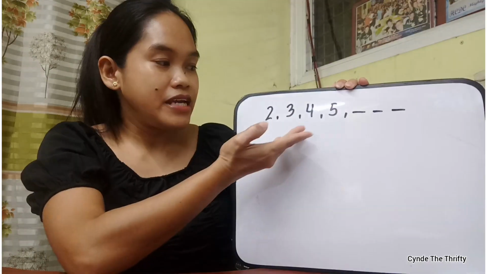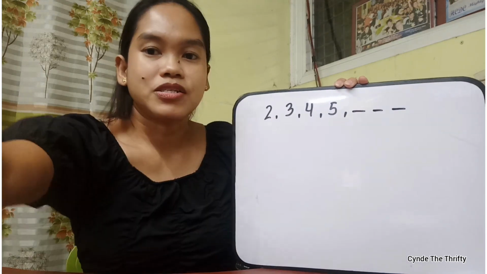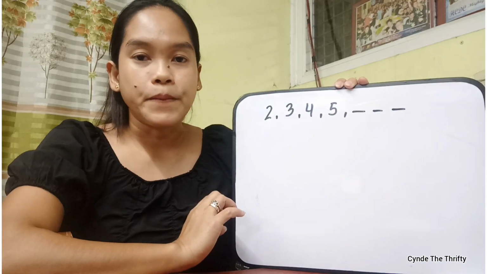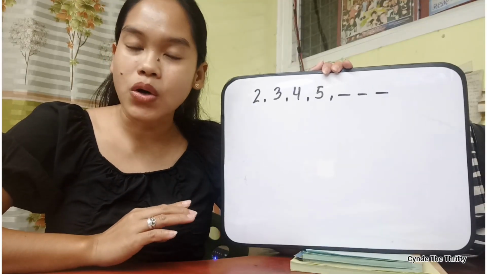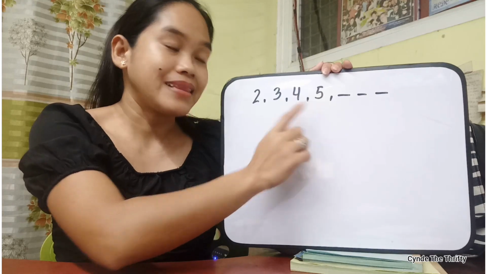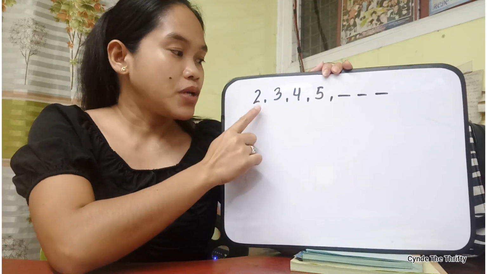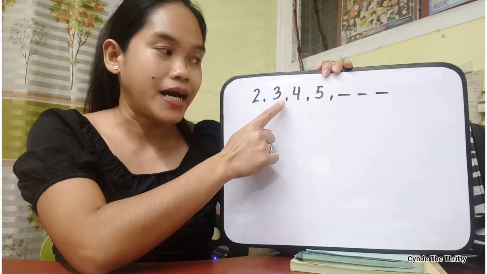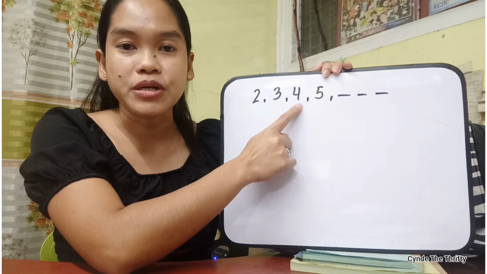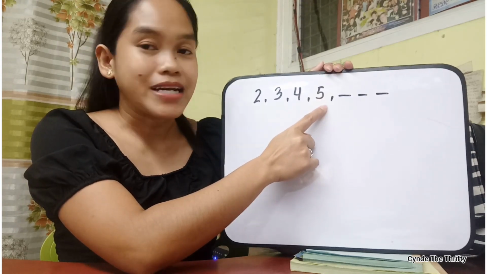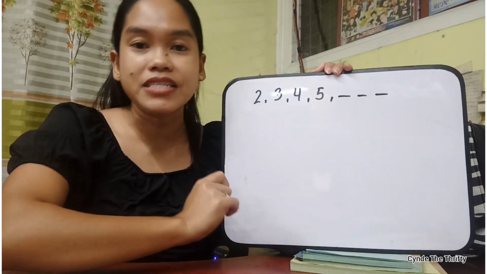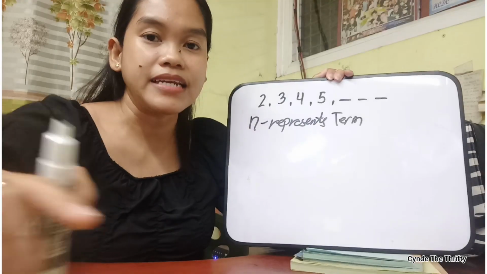So for example, this one, we have here 2, 3, 4, 5, blank, blank, blank. So ito yung tinatawag natin na sequence. Meron tayong sequence dito sa ating board. Each number in a sequence is called term. So, bawat number sa sequence natin is tinatawag siyang term. So, for example, ang 2, tinatawag natin itong first term. Ang 3, tinatawag nating second term since pangalawa siya. Ang 4 is tinatawag nating third term kasi pangatlo siya. Ang 5 is tinatawag nating fourth term. Ito yung ating fifth term, sixth term, seventh term, and so on and so forth. So, si n is nagre-represent siya ni term.